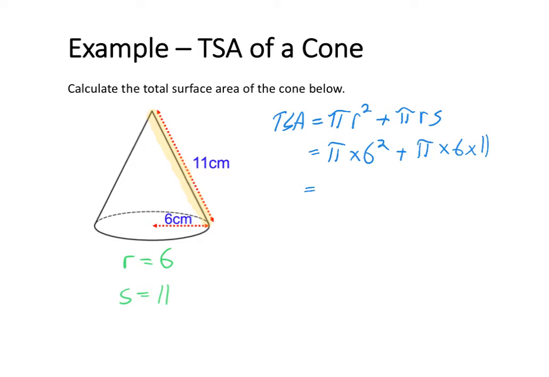And now I can use a calculator to go ahead and work out that answer. And my answer is going to be 320.44 centimeters squared. So the total surface area of the cone in the example is 320.44 centimeters squared. So that's how we calculate the total surface area of a cone.